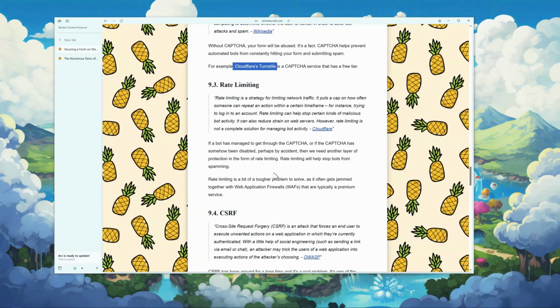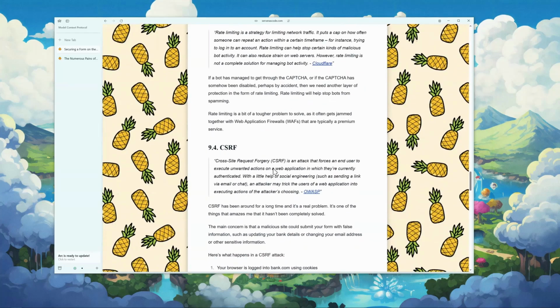But you probably do want some kind of rate limiting, where bots or malicious actors can't just submit thousands and thousands of contact form entries.